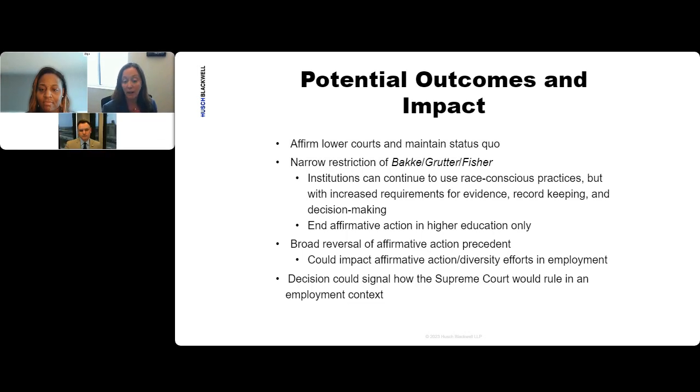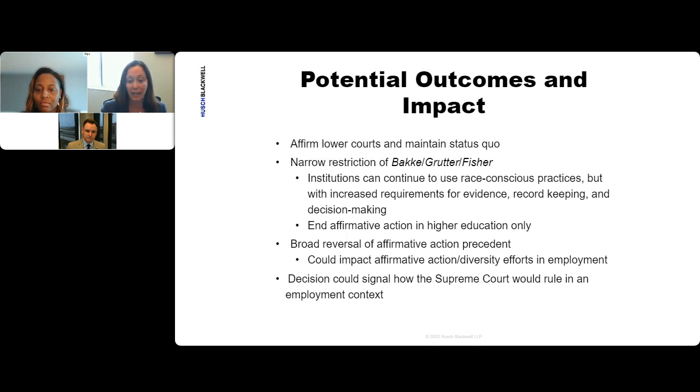That being said, issues in relation to employment did come up during oral argument. Justice Kagan did raise the issue about whether employers can consider the benefits of diversity when making hiring decisions. There were also questions about the impact that a diverse student body has on serving as a pipeline to a diverse workforce. And so there were certainly some references to employers and employment decisions. We'll see again how the decision is written.